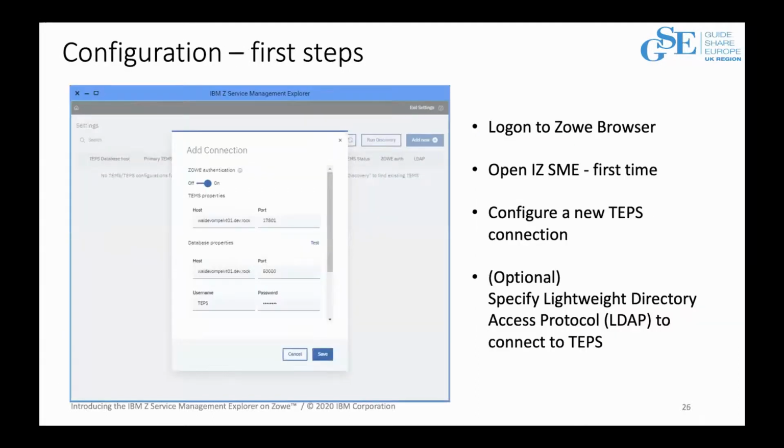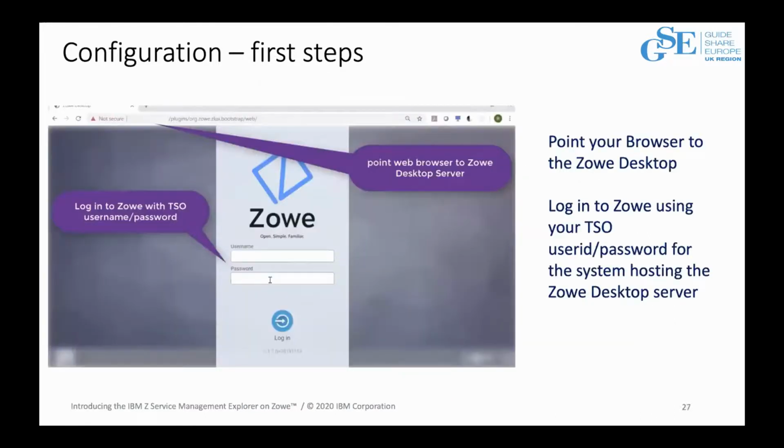Okay, so when you've actually got the plugin installed, there are some configuration requirements so you can connect to the TEPS. So you log onto the browser as a first-time user, you configure a TEPS connection, and then you can set the authentication mode. So is it through LDAP, or is it through TEPS, or is it the OS, or is it RACF? So here we go, some screenshots.